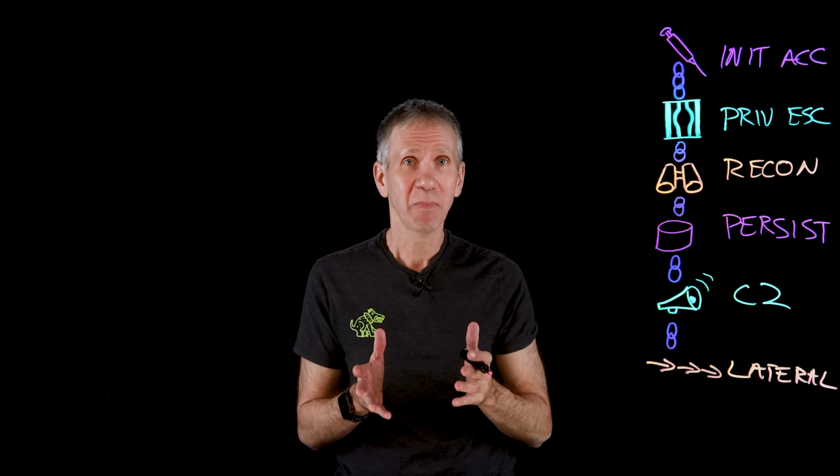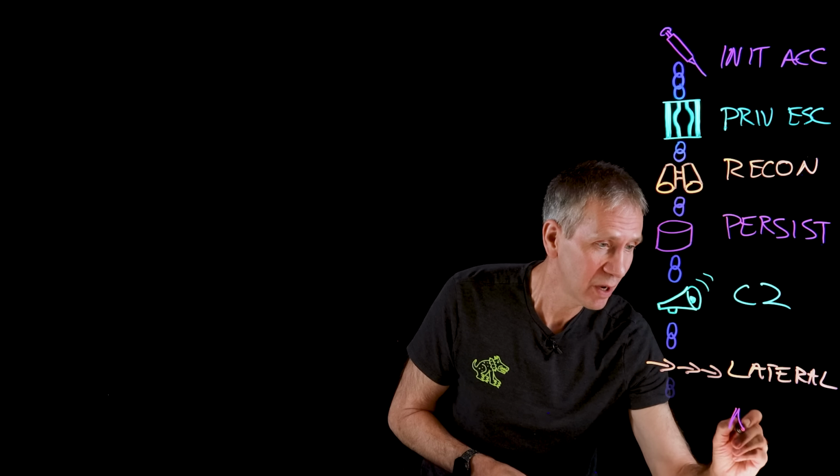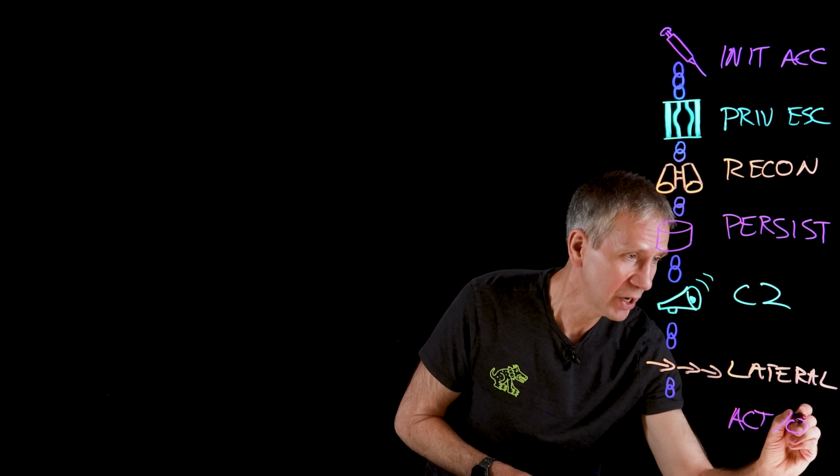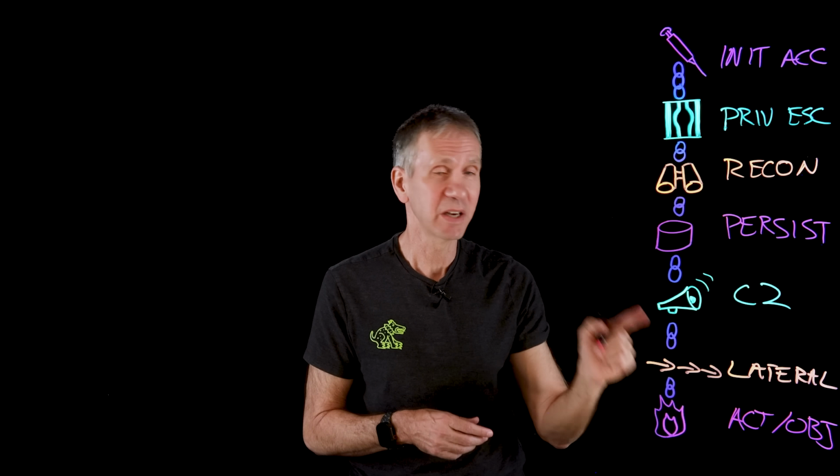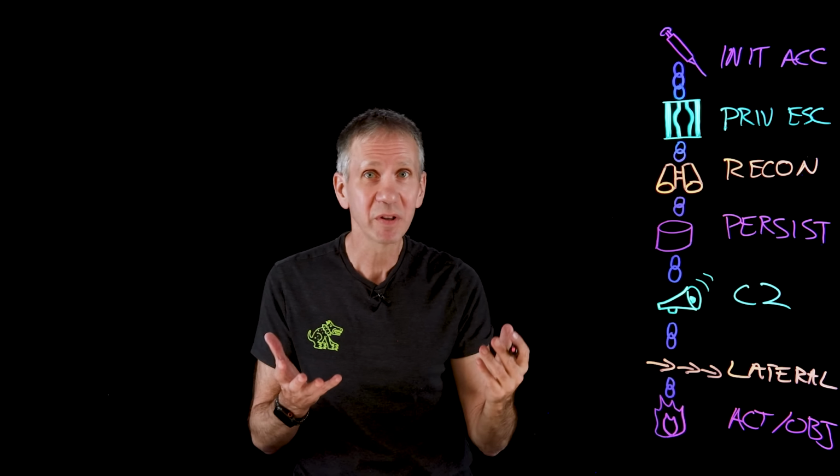But the end goal isn't just making a chatbot say something crazy or offensive, although that can be fun in some cases. It's real-world impact. It's what we refer to as action on objective. This is the end game. This is why the attacker really began this in the first place. So what would that be?